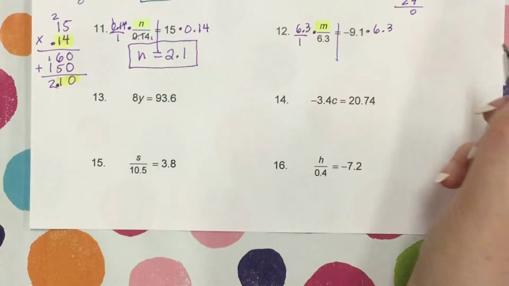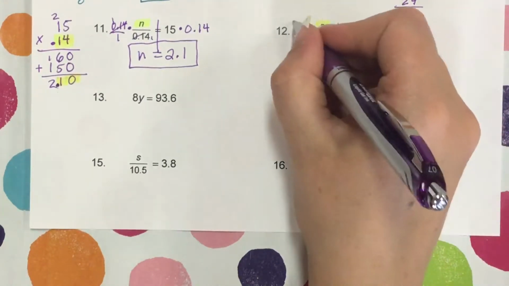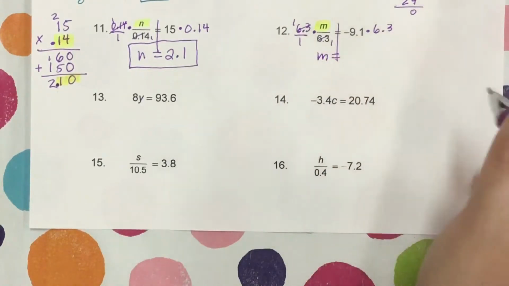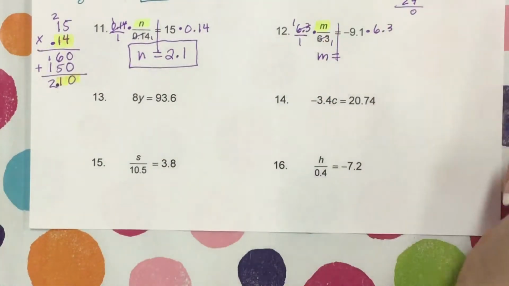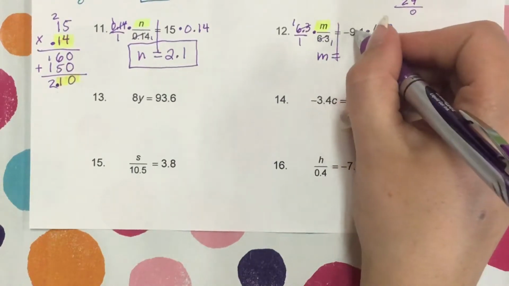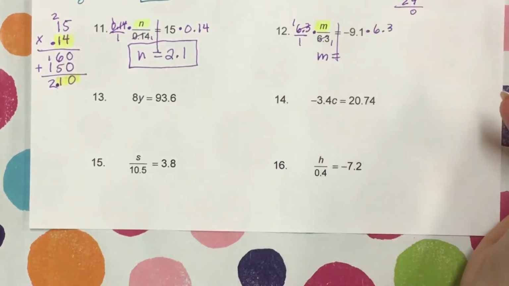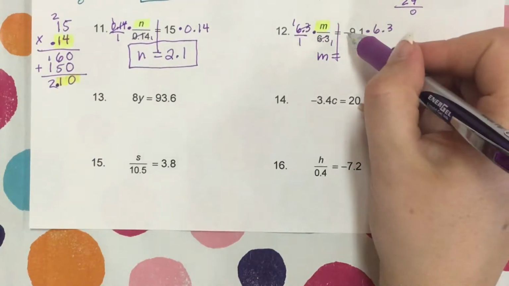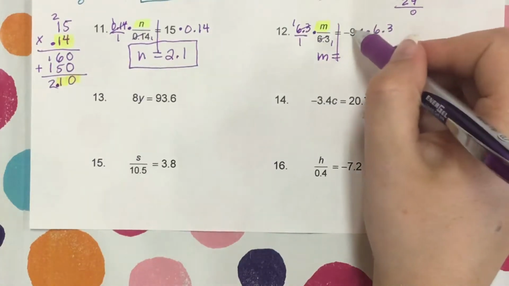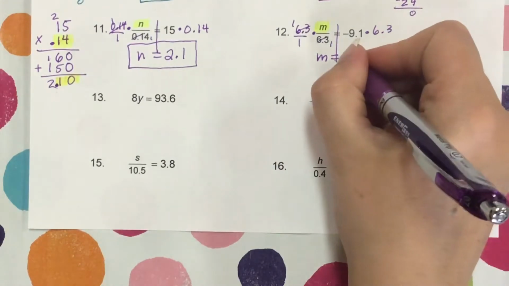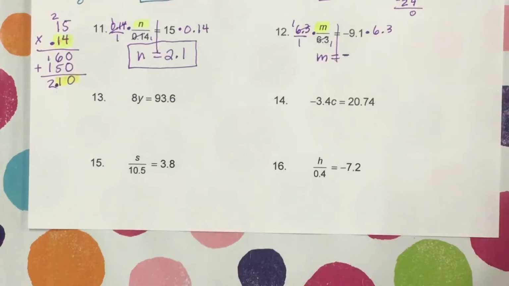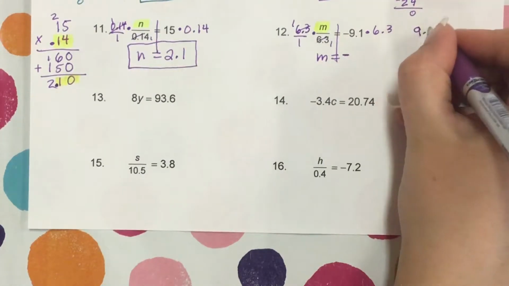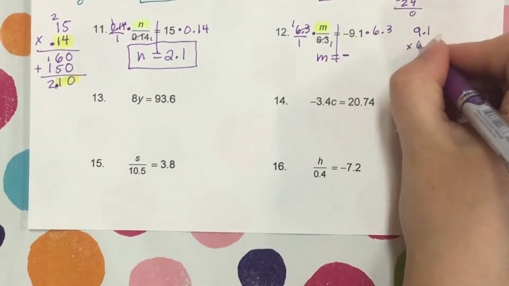So this is 6.3 over 1. Those 6.3s, they cancel out each other and they become 1. 1 times m is just m. Now we have m by itself. And so at this point, we just need to figure out what is negative 9.1 times 6.3. All right, cool. I'm going to do the negative part first. So we have a negative multiplied by a positive. Whenever you have a negative multiplied by a positive, your answer is going to be negative. So I'm just going to write that piece in first. And now I'm just going to multiply the numbers. So I have 9.1 times 6.3.